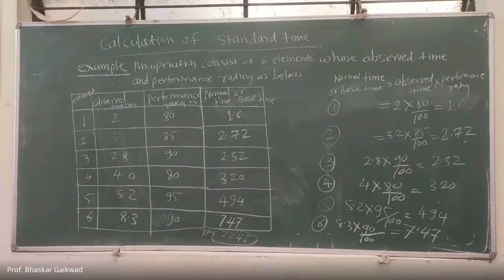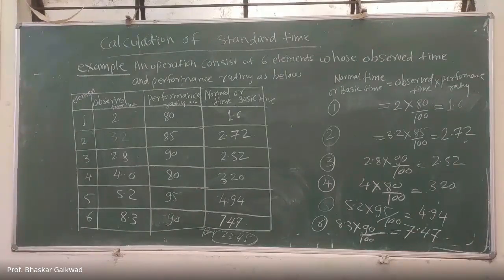So that's why we'll repeat the same problem. So problems on blackboards, there are six operations. Just go through this problem. Six operations are there. So six operations, observed times.